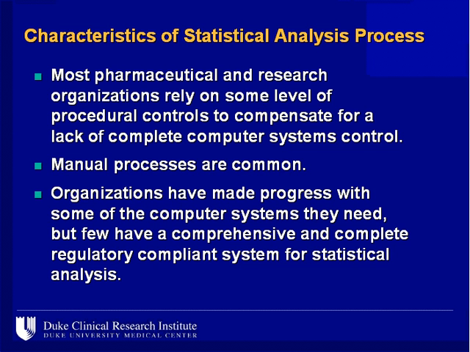I want to talk about some of the characteristics of this process. Most pharmaceutical research organizations rely on some kind of procedural control to compensate for a lack of complete computer systems control. Manual processes tend to be common, and organizations have made some progress in getting some of the computer systems that they need, but few have a comprehensive and complete regulatory compliance system for statistical analysis.